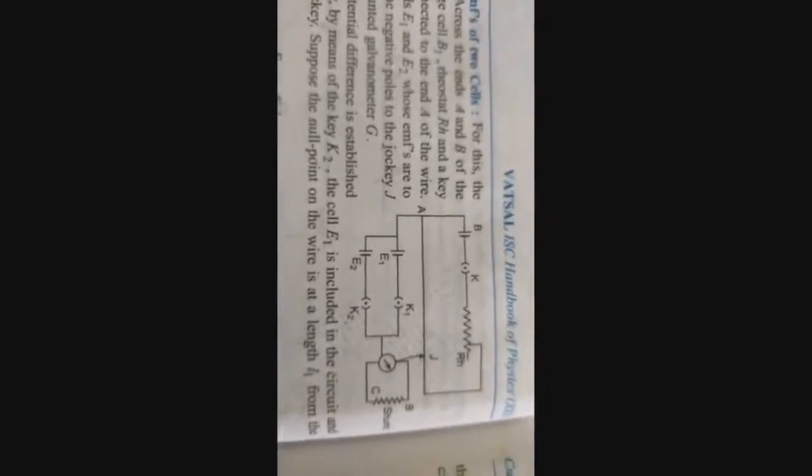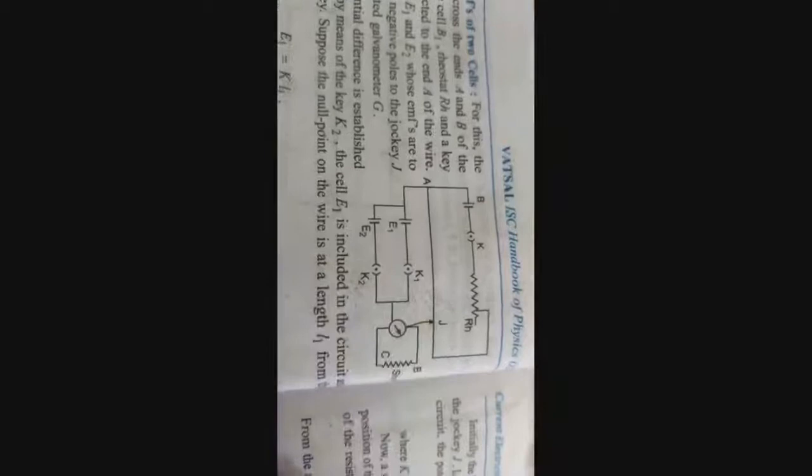On the screen you can see two EMFs, E1 and E2, in the secondary circuit, and a battery B. This is the battery B, this is the driving circuit, and this is the secondary circuit, right? In the secondary circuit we have E1 and E2. We can compare these EMFs by using this potentiometer. You can see the positive terminals of E1 and E2 are both connected to terminal A, and the negative terminals are connected to K1 and K2. These are the keys which are further connected with the galvanometer and this jockey J.